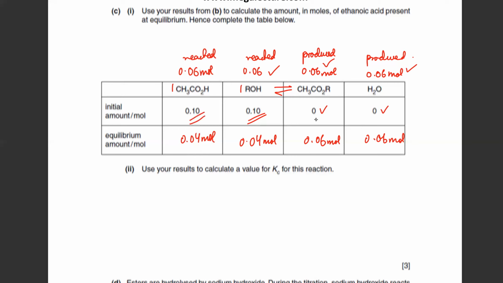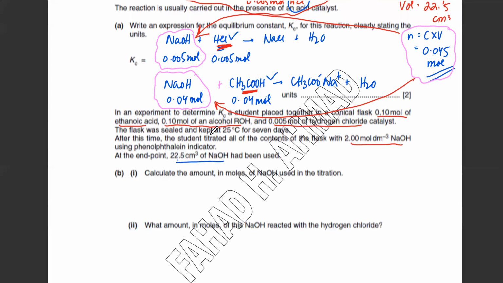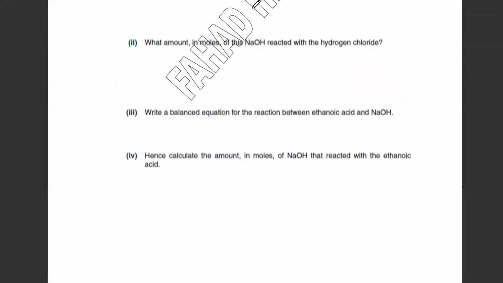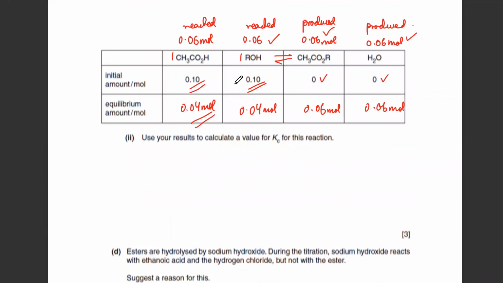Okay, 0.1 was added. Right at the beginning, he had added 0.1 moles. But when he did the titration after several days, the amount of NaOH that was being used was only 0.04 moles that reacted with the ethanoic acid. So the amount of moles of ethanoic acid present was 0.04 moles. So that meant that these were the moles present at equilibrium. And you have figured out the moles of all the other substances. Is this clear, this table?